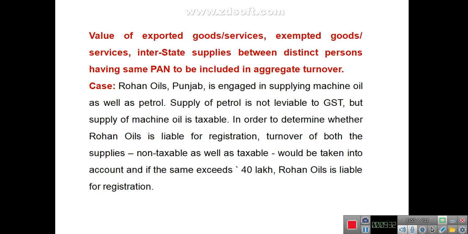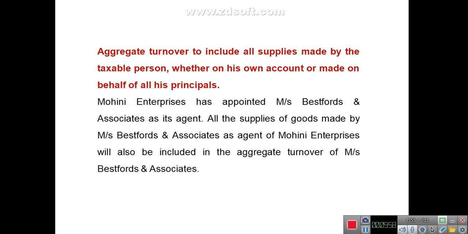For example, Rohan Oils, Punjab is engaged in supplying machine oil as well as petrol. Supply of petrol is not leviable under GST, but the supply of machine oil is taxable. So at the time of determination of turnover of both the supplies, we will include the turnover of petrol also.